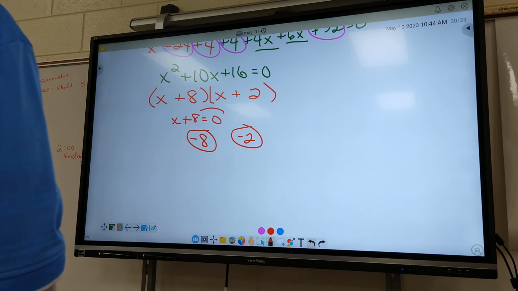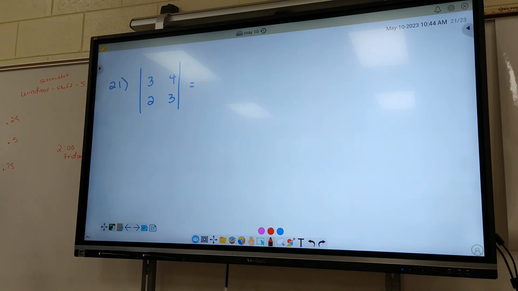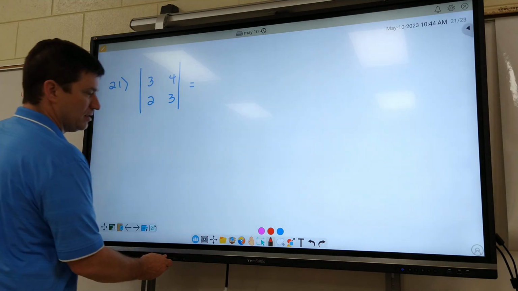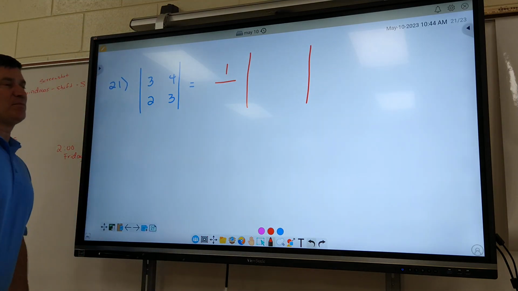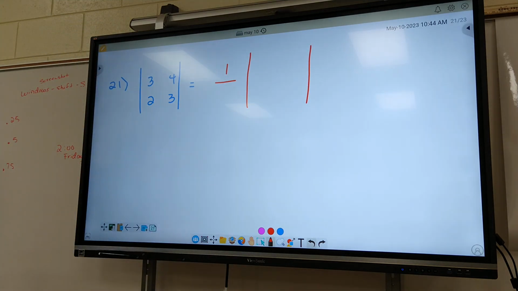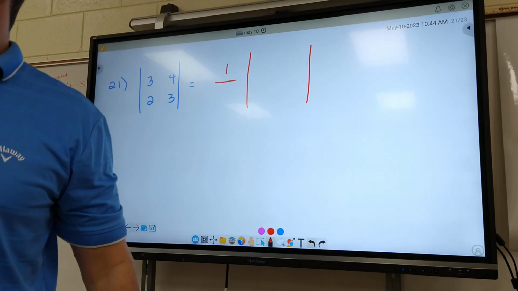All right, let's flip it over. 21, 22, and 23 say to find the inverse. We just did this. Let's quickly do this one. What goes on the bottom of the fraction? How do you find that out? How'd you get 1? Cross multiply, good.